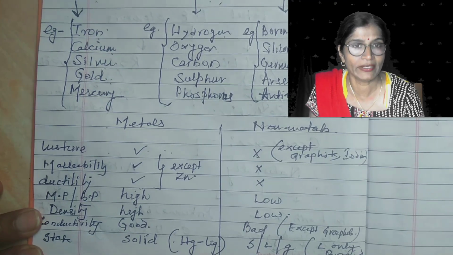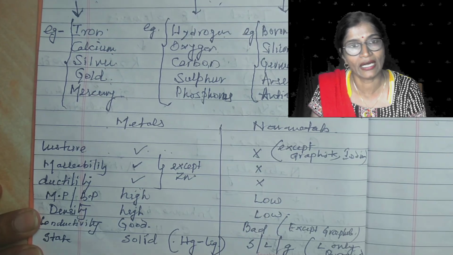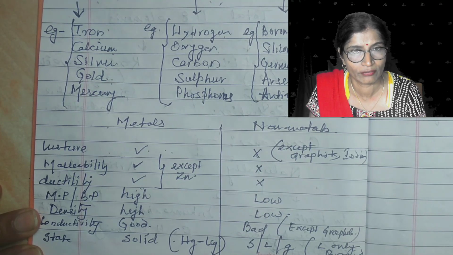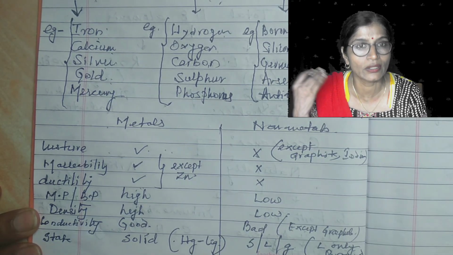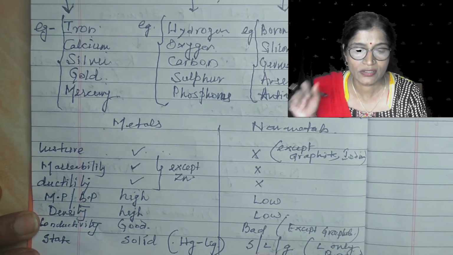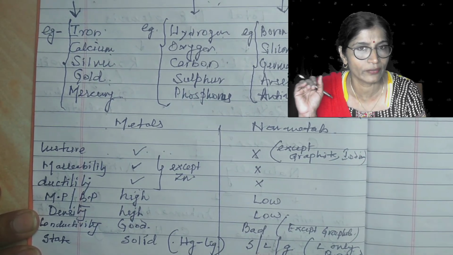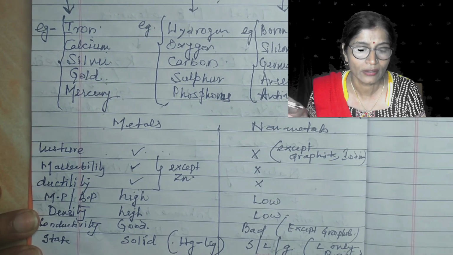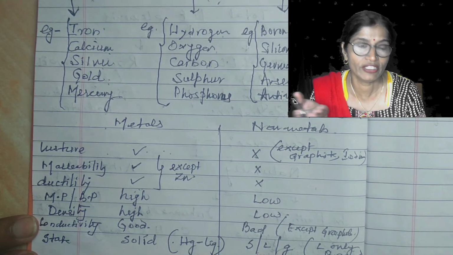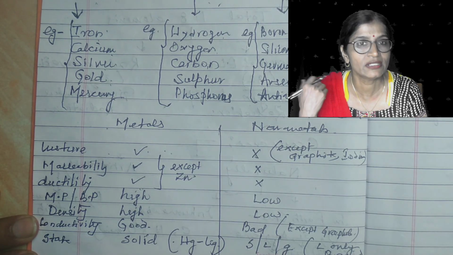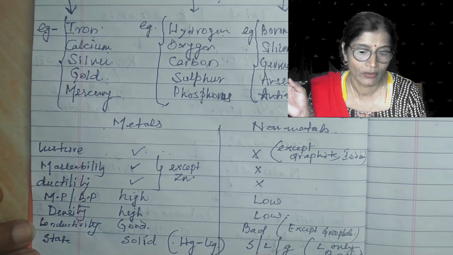Their boiling point and melting point are very high. If you want to melt silver or iron, you have to give a tremendous amount of heat. At a very high temperature, they will be converted into the molten state. But non-metals can be converted into the molten state at a very low temperature compared to metals. Density: if you take a metal in your hand, you will feel that it is very heavy. It means metals are heavier while non-metals are not so heavy.